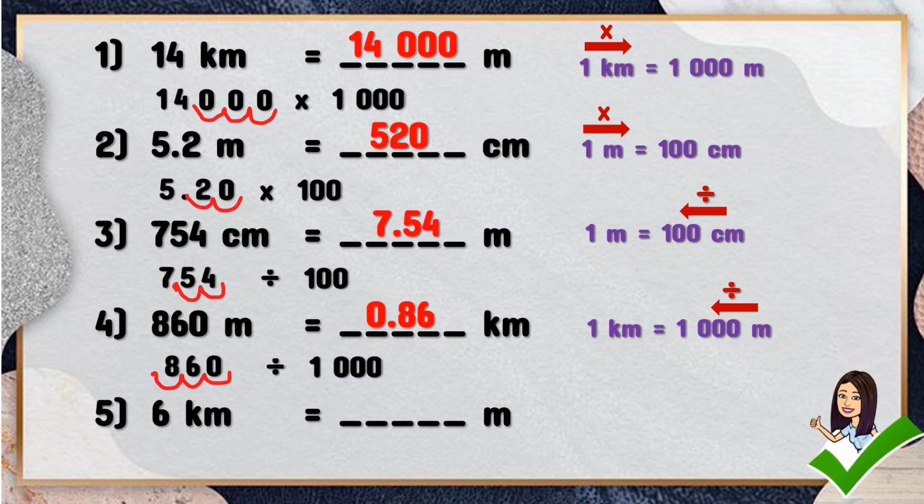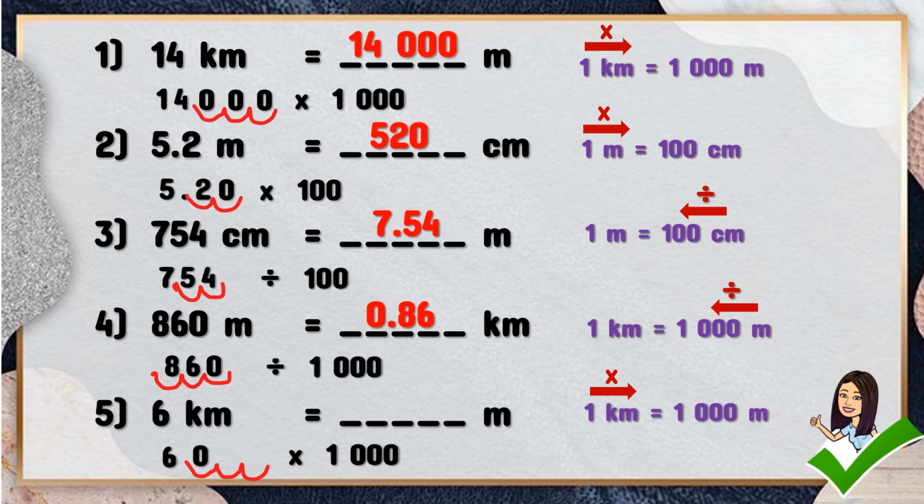Next, number 5. 6 kilometers to meters. So again, 1 kilometer is equal to 1,000 meters. This is large to small units, so we use multiplication. So 6 times 1,000. So we move the decimal 3 times since this is 1,000. So from here, 1, 2, 3. And then we add 3 zeros. So 6 kilometers is equal to 6,000 meters.